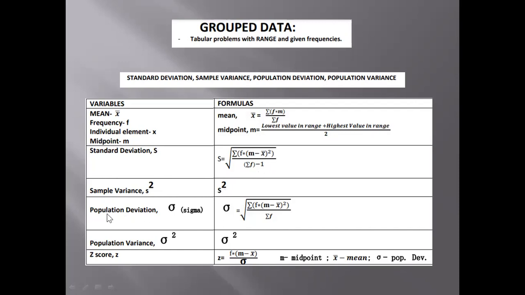And for population deviation, sigma is equal to the square root of the summation of frequency multiplied with midpoint minus x bar, squared, all over the summation of frequency. For your population variance, you're just going to square the population deviation. And for your z-score, z is equal to frequency multiplied with midpoint minus x bar, all over sigma.